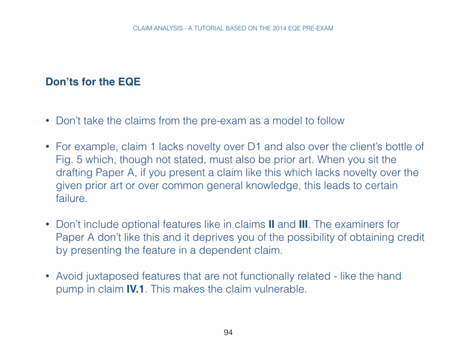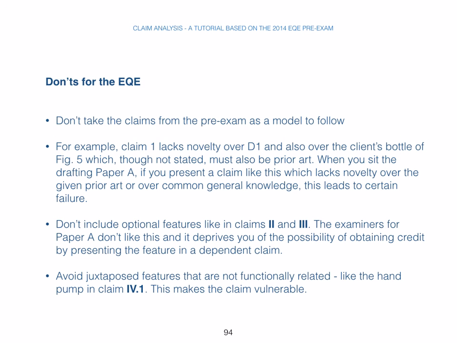For example, claim 1 that we saw lacked novelty over D1 that was already prior art known to the applicant, and it was also lacking novelty over the client's own bottle of figure 5, which, though it wasn't stated that it was prior art, it was obviously also prior art. Now, when you sit the drafting paper A, if you present a claim like this, which lacks novelty over the given prior art or over common general knowledge, that is one of the most sure ways of failing the exam.